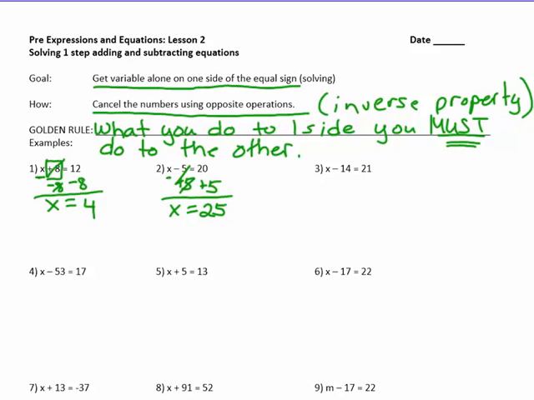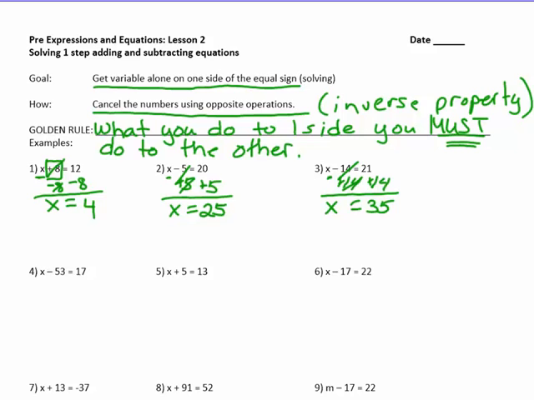Okay, so hopefully so far so good. So over here, here's my variable. I'm subtracting 14. The opposite of that is adding 14. Golden rule says what I do to one side, I have to do to the other. I don't know why the board's acting this way. Bring down your x. Minus 14 plus 14 cancels out. 21 plus 14 is 35. So far it's looking pretty easy, right?